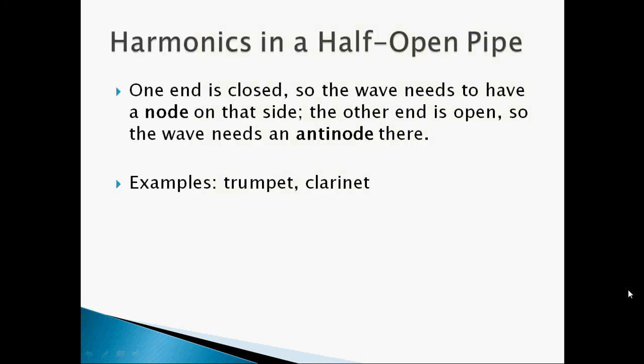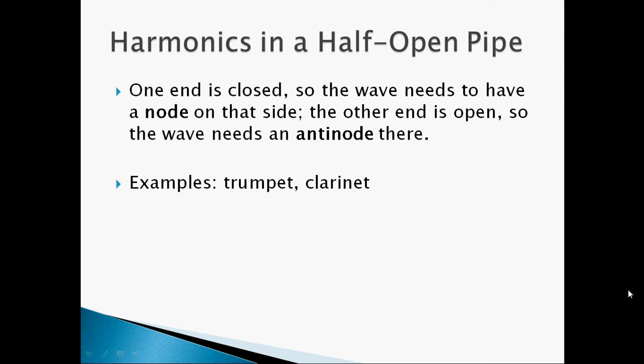Last type of musical instrument for us to talk about is something that's halfway in between the two, where we've got one end that's closed and the other end that is open. So a lot of woodwinds and brass instruments fall into this category, because obviously it's closed off where the person is blowing into the pipe, but then the other end is open. So what that means is at the closed end, we need to have a node, and on the open end, we need to have an antinode.